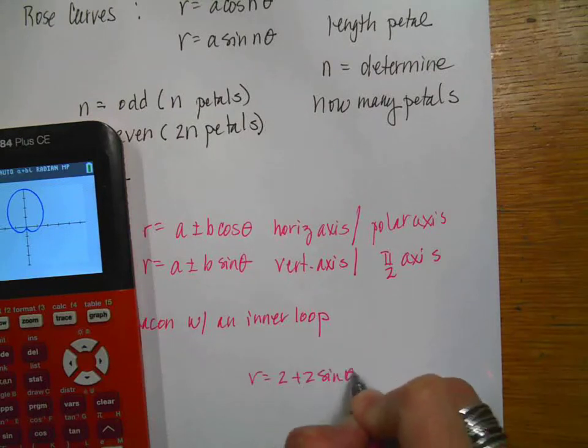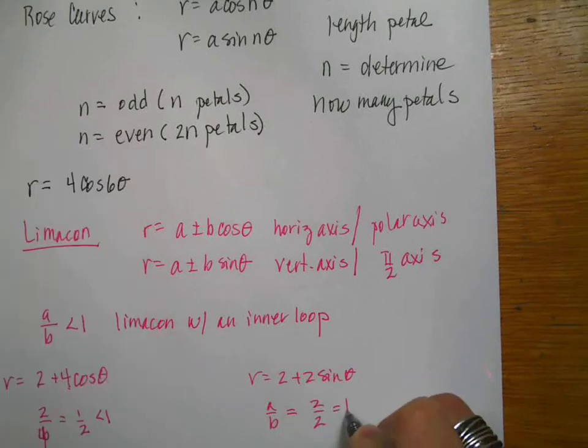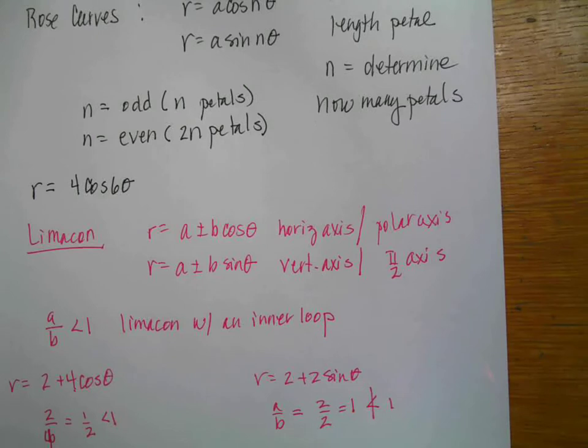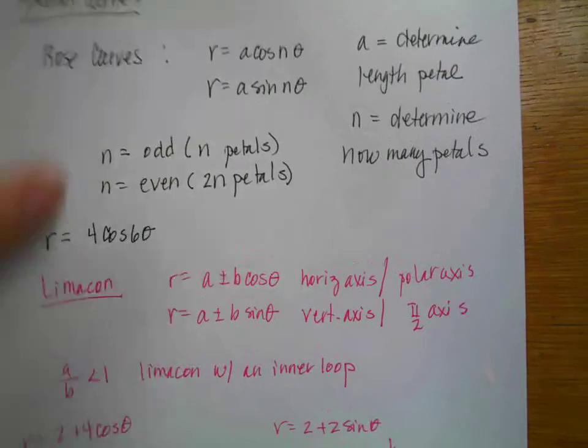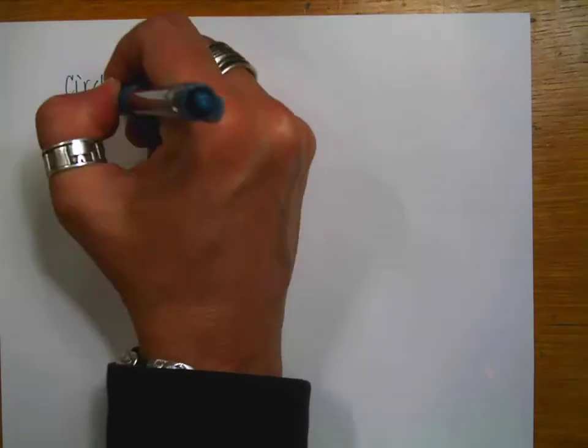So I entered the equation r is equal to 2 plus 2 sine theta. Well, a divided by b was 2 divided by 2, which is 1, which is not going to be less than 1. That's why we didn't get the inner loop on that one. Okay? All right. 2 more curves, and then we are done.